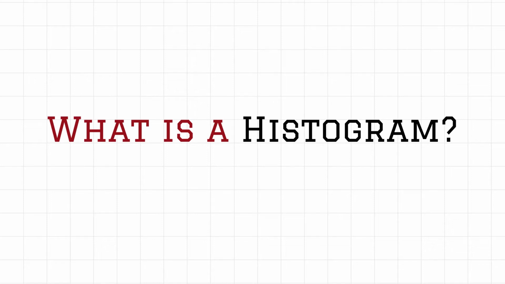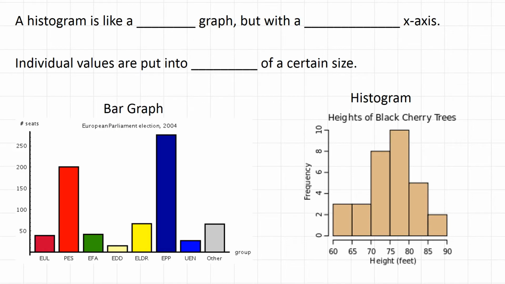What is a histogram? A histogram is like a bar graph, except that it has what we call a continuous x-axis. And I'm going to show you what I mean by continuous here. So individual values are put into bins of a certain size on a histogram.